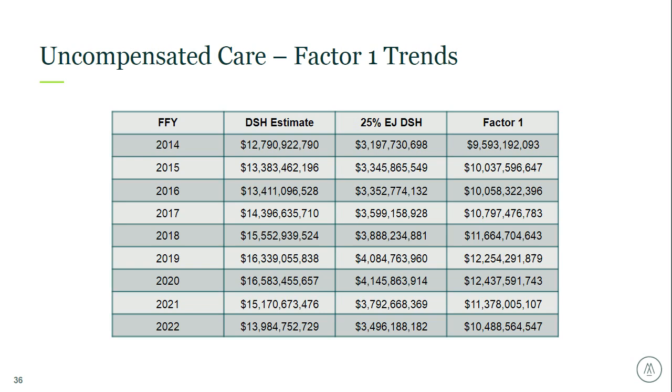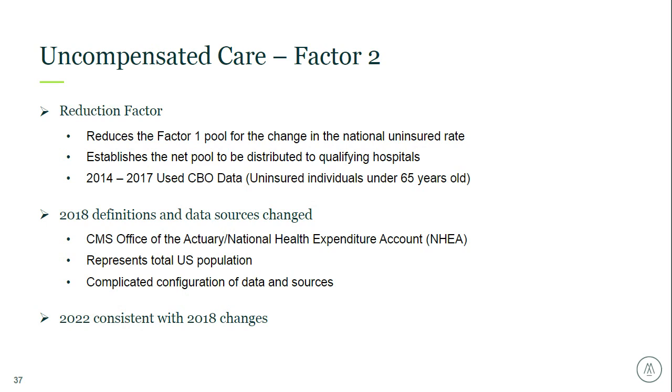So for factor two, the short story here is that CMS has elected to basically utilize a similar methodology to what they have employed since 2018. However, as with last year's rulemaking cycle, there are questions regarding how the implications of the pandemic are factored into the uninsured rate that is being estimated for 2021 and 2022, not to mention the other items in flux.